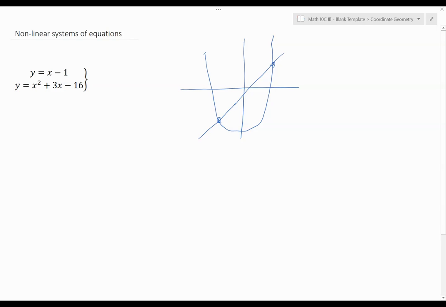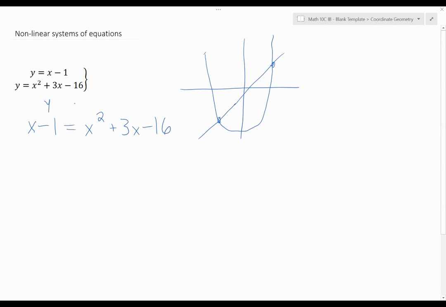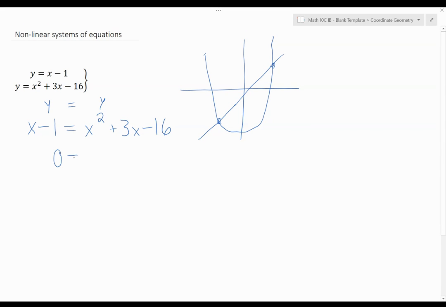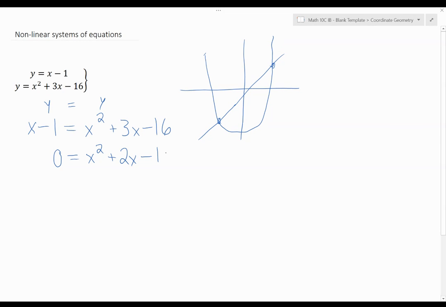So if y equals x minus 1, but y also equals x squared plus 3x minus 16, then x minus 1 must equal x squared plus 3x minus 16, because as we know, y equals y, and both of these things are equivalent to y. So what I now have is a quadratic equation. I'm going to bring everything over to one side of the equation so that the left-hand side is 0. So I'm subtracting x from both sides. So this becomes x squared plus 2x. And I'm adding 1 to both sides, so minus 15.